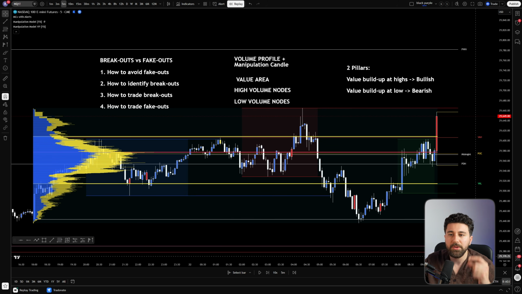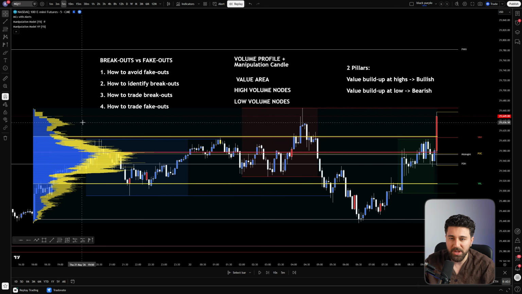We want to see value being built at highs to consider longs, and value built at lows to consider shorts. Basically the vice versa for fakeout. If we see that value is not being built, so basically we're seeing less acceptance at highs through the volume profile, then we can say this most likely is going to be a fakeout. And the same goes for lows.